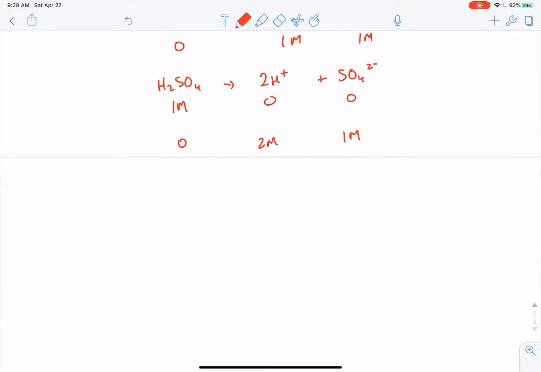With weak acids and bases, you have... notice the double arrow. Double arrow represents a reversible reaction, so it goes forward and reverse. And so you have an equilibrium there. You have an expression of the rate of the forward and the reverse reaction.